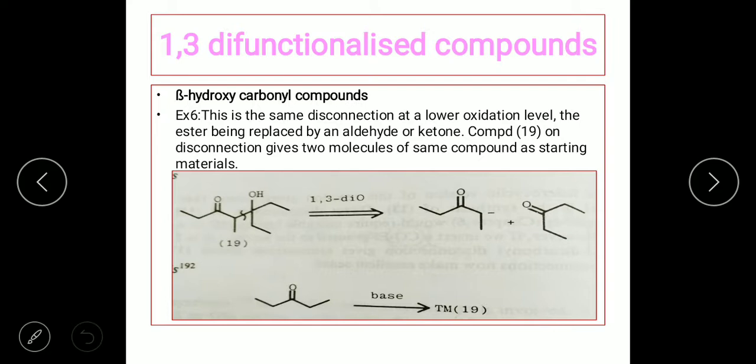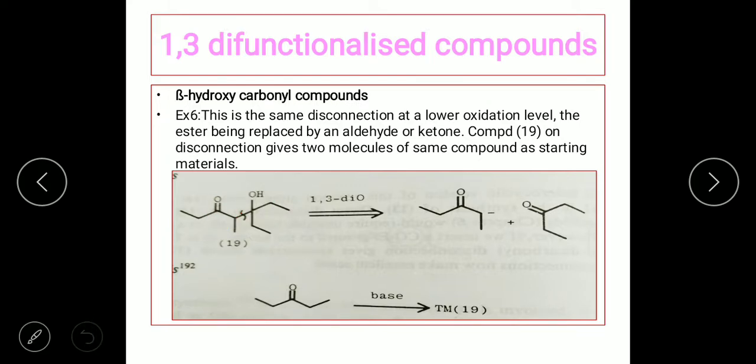First, you are going to number the compound. So the ketone gets 1, the adjacent carbon 2, and 3 on the hydroxyl. So hence you're going to make use of 1,3 diO. And whenever you get a ketone and an alcohol in the target molecule, it is nothing but a beta hydroxycarbonyl compound, right? Now we are going to disconnect.